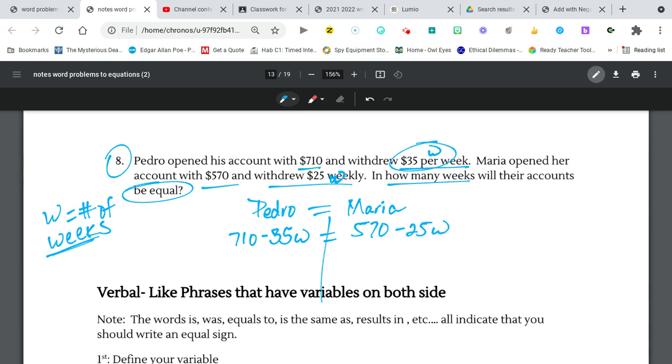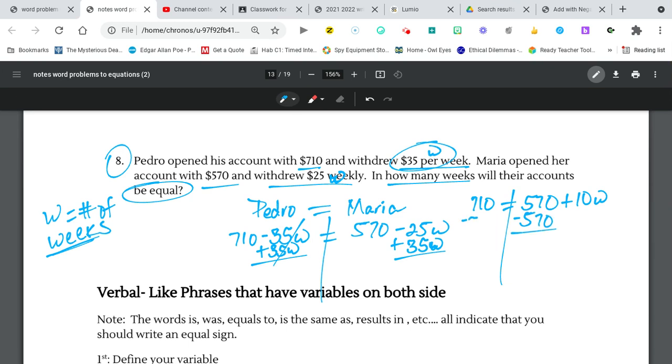So I'm just going to get rid of one of these. I choose to get rid of negative 35W. I'm going to add 35W to both sides. These cancel, so I'm left with 710 equals 570 plus 10W. Now I'm going to subtract 570 from both sides. That's 140. Okay, divide both sides by 10. In 14 weeks, they would have the same amount of money.